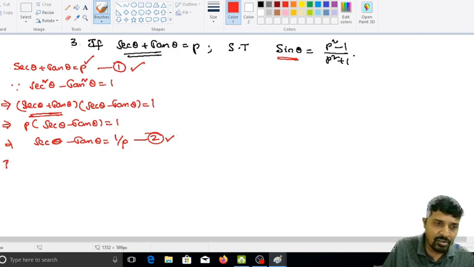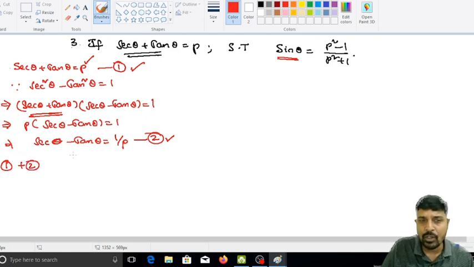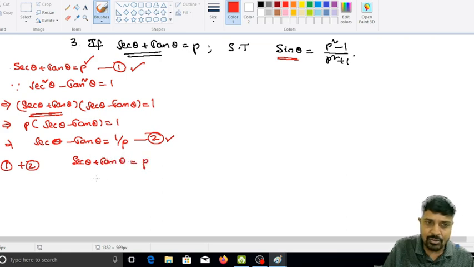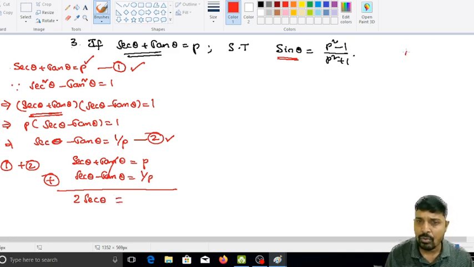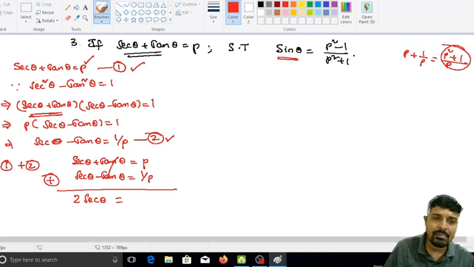Now we are going for equation number 1 plus equation number 2. That is sec theta plus tan theta is equal to p, and sec theta minus tan theta is equal to 1 over p. I am going to add them. See, if I am adding, plus tan theta and minus tan theta are going to get cancelled. Sec theta plus sec theta is 2 sec theta, and p plus 1 by p is going to become, LCM is p, and p times p is p square plus 1. So this is p square plus 1 over p. Let it be equation number 3.